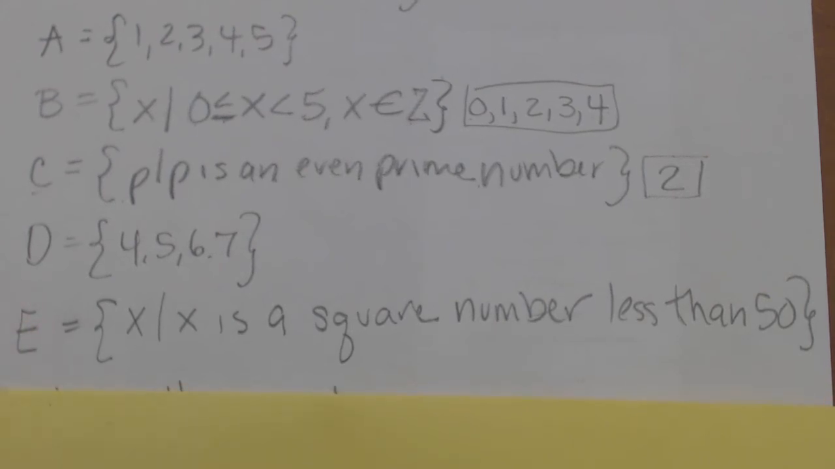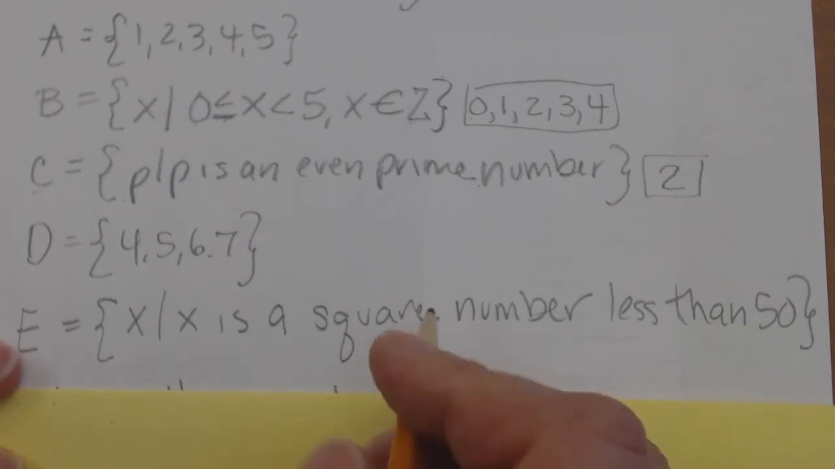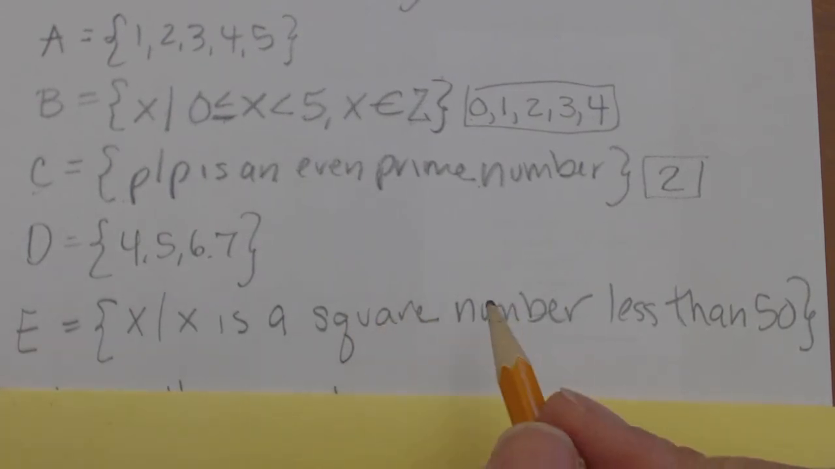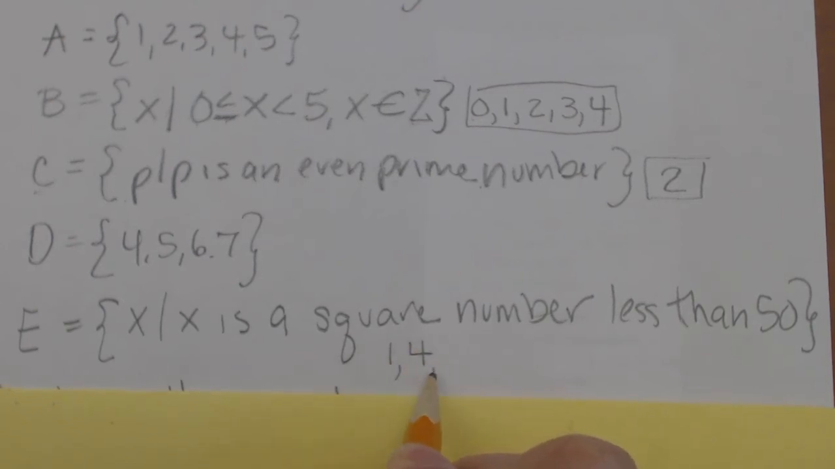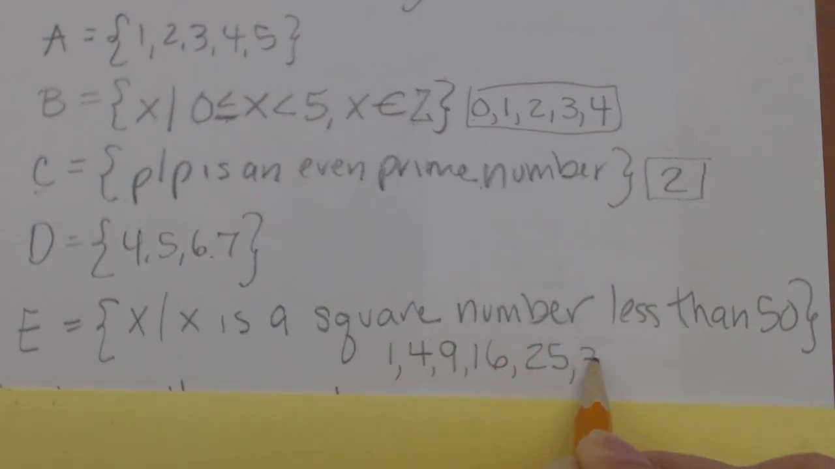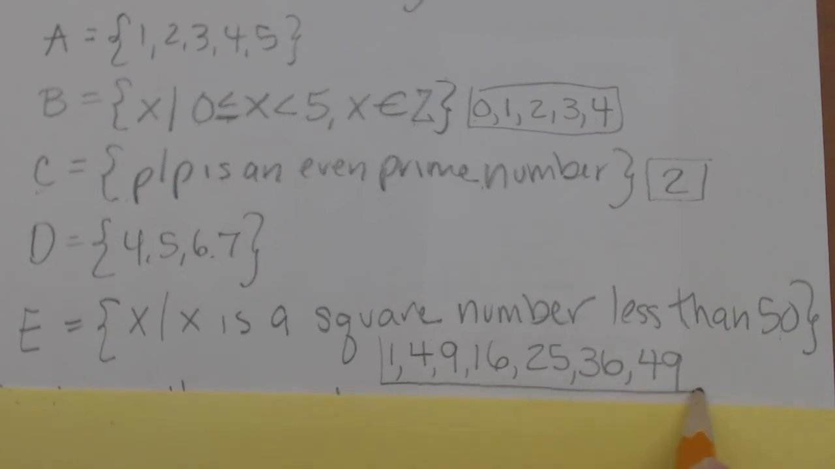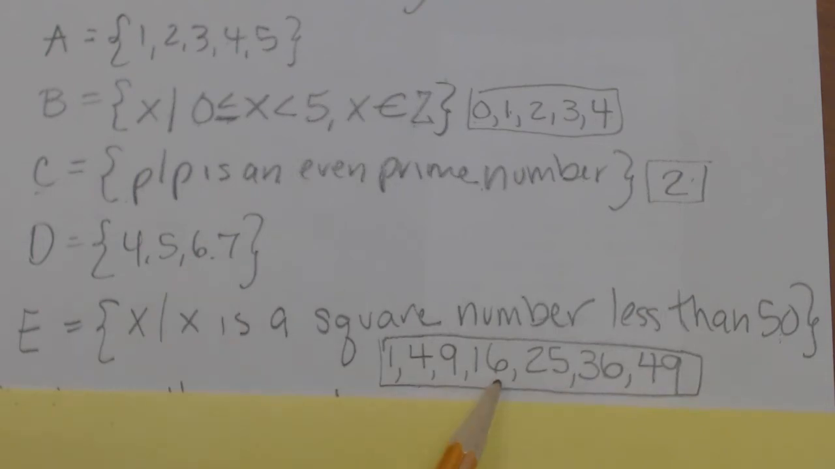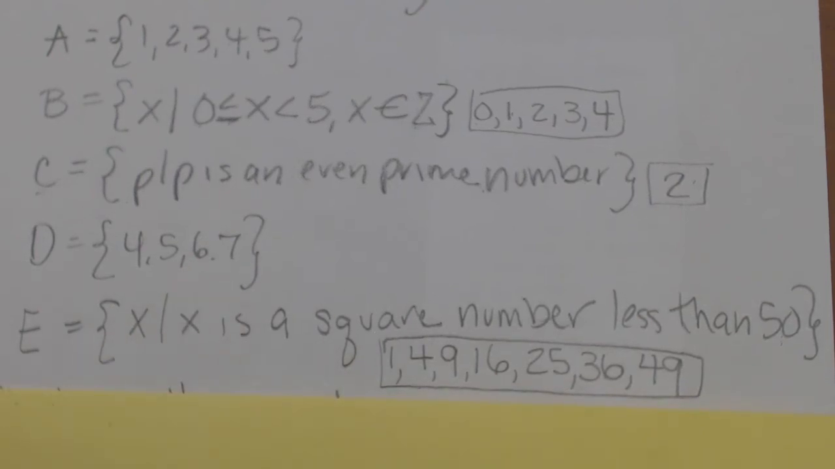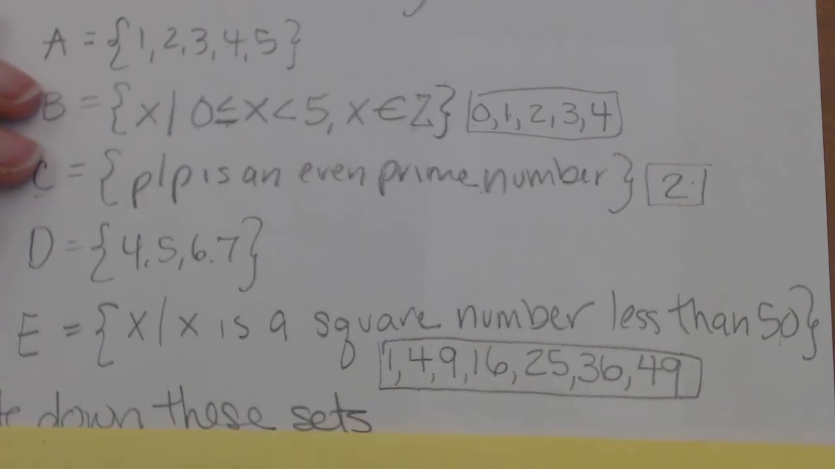Now, a square number is a number multiplied by itself. So let's do them out, because again, I want to see the numbers. So 1 times 1 is 1, 2 times 2 is 4, 3 times 3 is 9, 4 times 4 is 16, 5 times 5 is 25, 6 times 6 is 36, and 7 times 7 is 49. We can't go on because it says less than 50. So here are the numbers that I'm going to use for E. So it's really nice because now I can just look at these numbers and I don't have to worry about any of this notation.